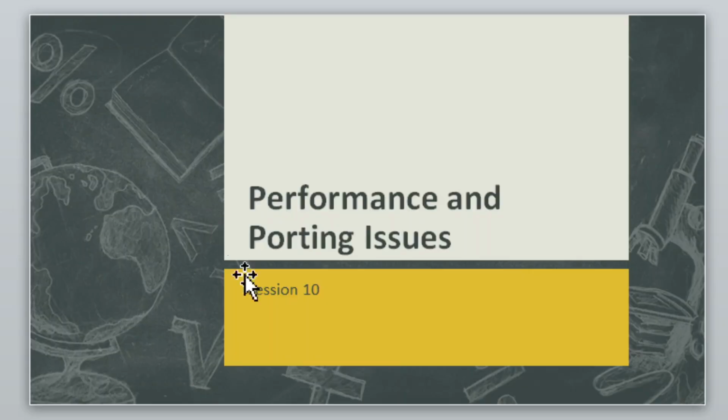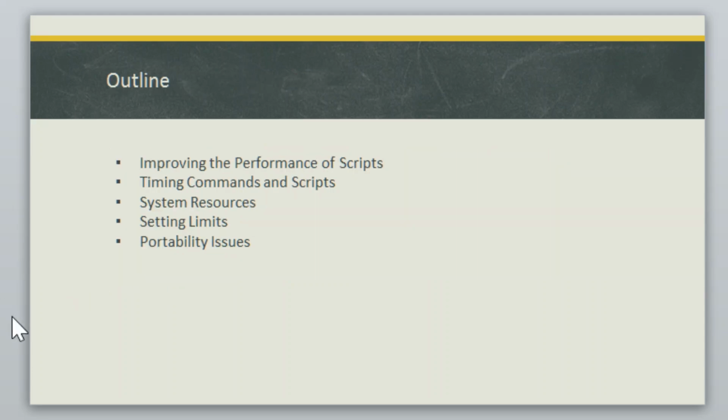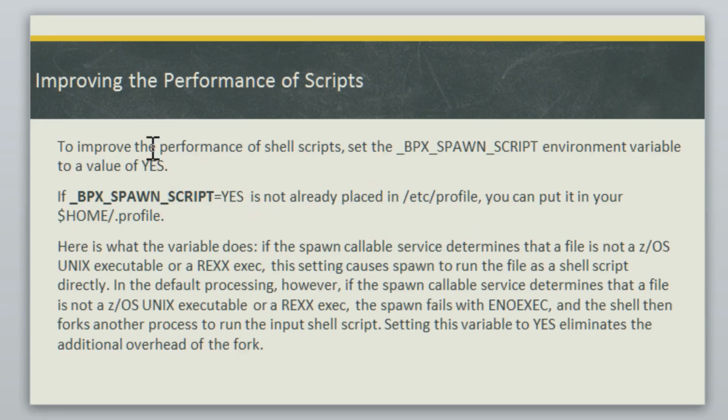Today, we're going to be covering performance and porting issues in scripts. Last session, we went over getting data into scripts, manipulating positional parameters with the set, sort, and shift commands, analyzing switches with getopts options, reserved variables, such as OPTARG and OPTIND, and setting default values. This session, we're going to cover improving the performance of your scripts, timing commands in scripts, system resources, setting limits, and portability issues. So let's go and get started with how to improve the performance of some of your scripts.